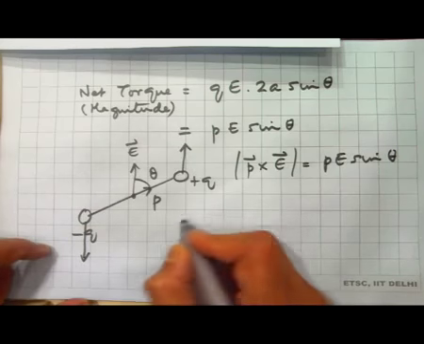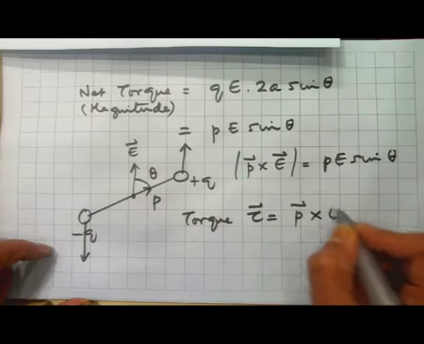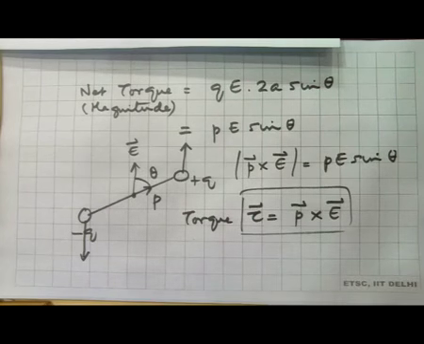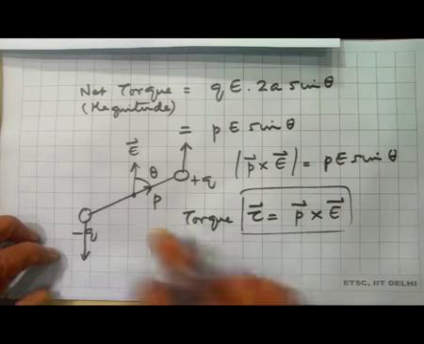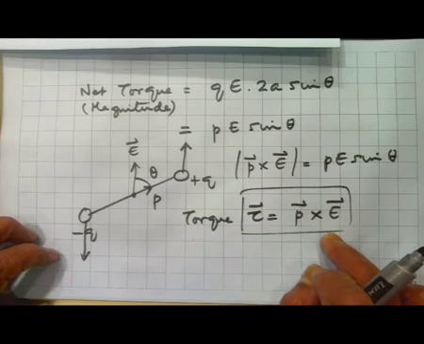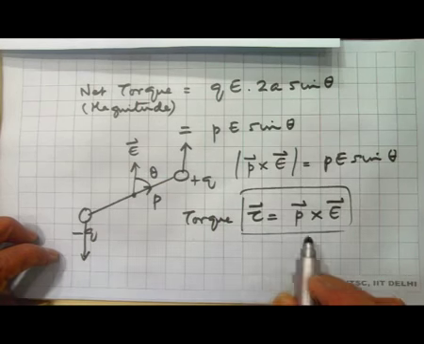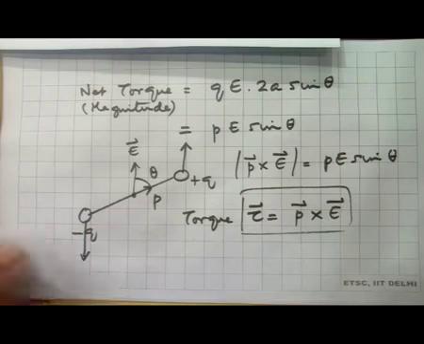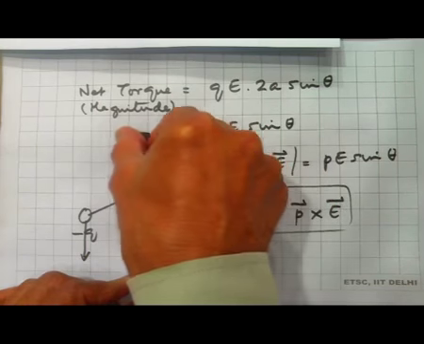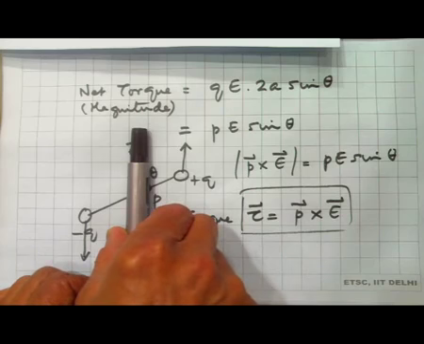So, I can define the torque as a vector, tau is equal to p cross E. The net torque on the dipole is the cross product of the dipole moment and the electric field. The magnitude of this torque is pE sin theta, and the direction is the direction of the p cross E vector. So, whenever you put a dipole in an external uniform electric field, the positive charge tends to align like this, and when theta finally becomes 0, the torque becomes 0 and the dipole gets aligned like this.